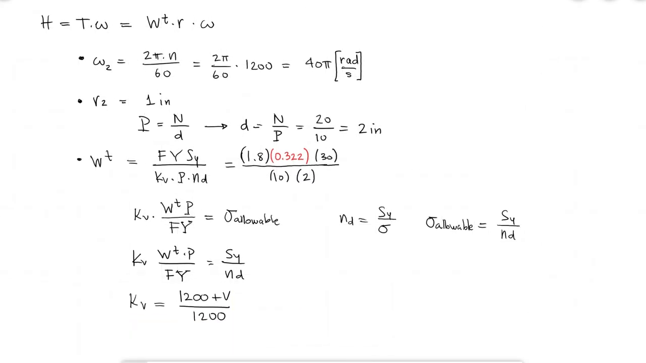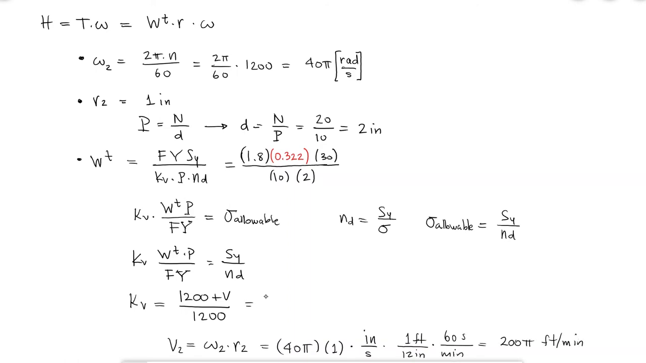The pitch line velocity would be found multiplying the angular velocity times the pitch radius. But I need this in feet per minute, remember? Not inches per second. By substituting this velocity value, we find a velocity factor of 1.524, which allows me to find a tangential force of 570 pounds.